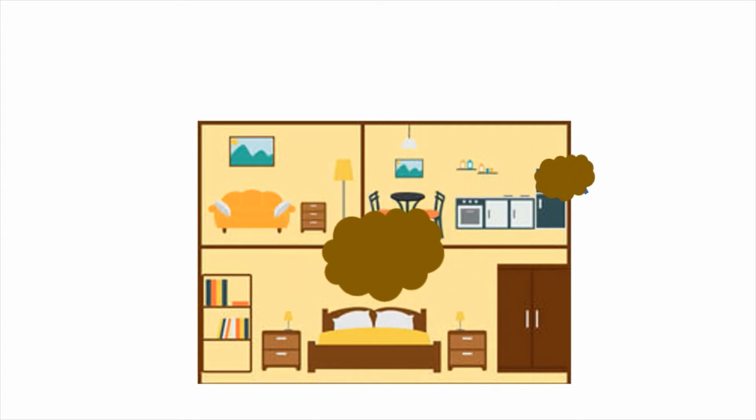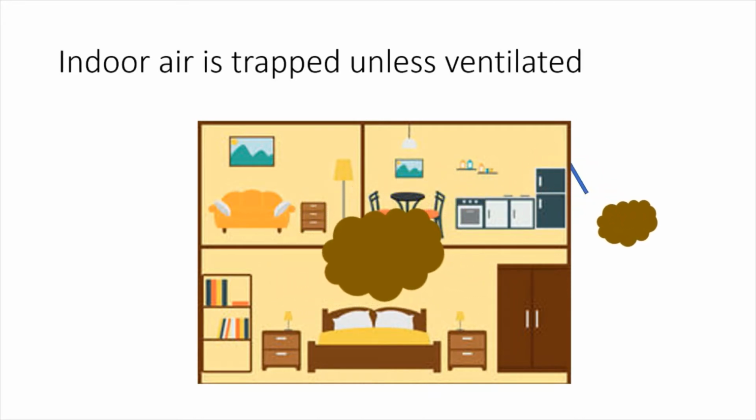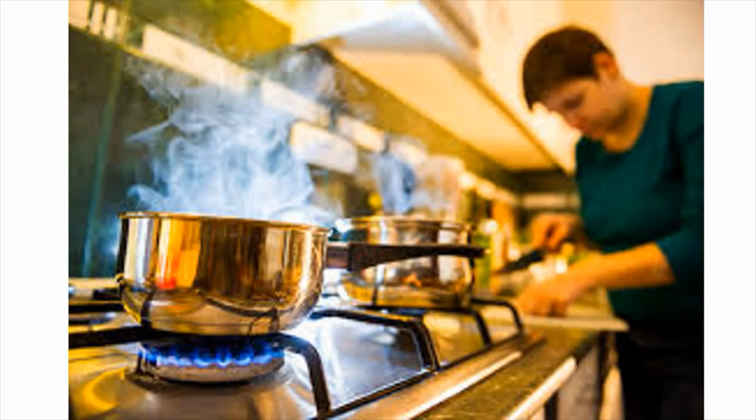So how do we tell if a room is properly ventilated or not? Apart from particles, there are two more substances in the air that we need to be aware of. They are water vapor and carbon dioxide. A lot of cooking also involves heating water.